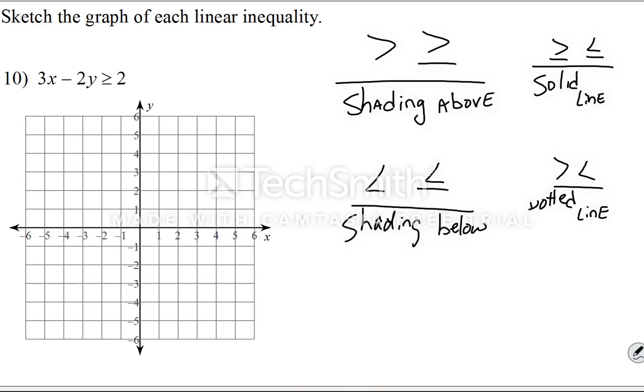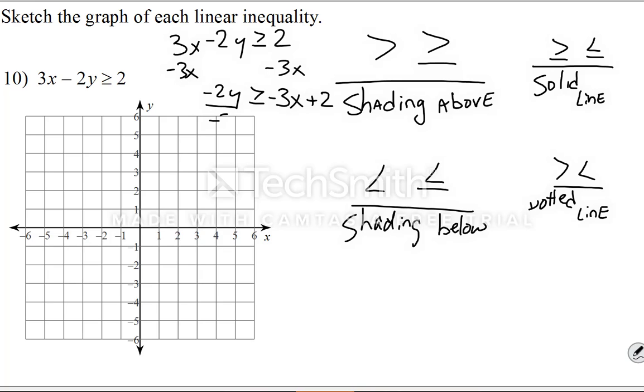Again, this is in standard form, so I want to move the numbers that are not with the y to the other side. So I have to subtract 3x. That's -2y greater than or equal to -3x plus 2. But I need y by itself, so I have to divide by -2. To everything, not just to 1 or to 2. It could be 100 terms, you have to divide it by all.